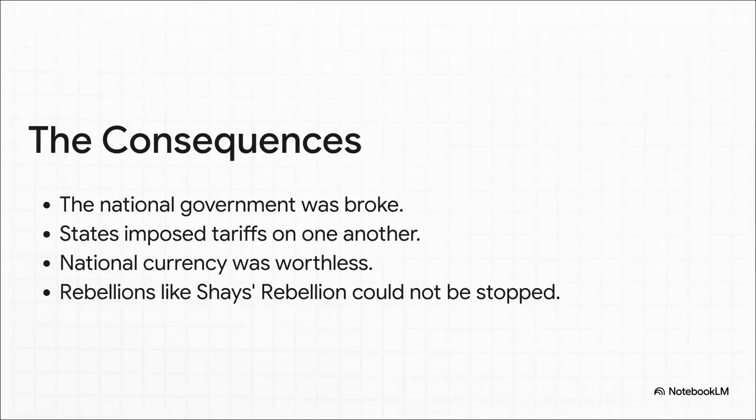And the results were a complete disaster. The national government was bankrupt. States were fighting economic wars against each other. And when a rebellion of indebted farmers broke out in Massachusetts, Shays' Rebellion, the federal government was totally powerless to stop it. And here's the crucial point. Freedom without order was proving to be just as dangerous as tyranny.